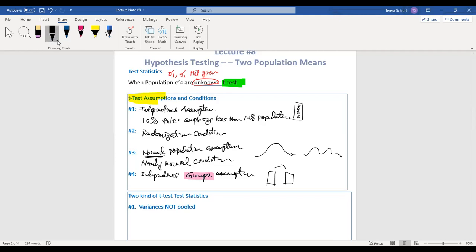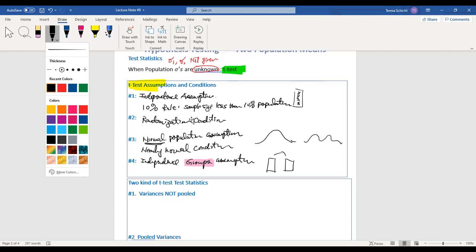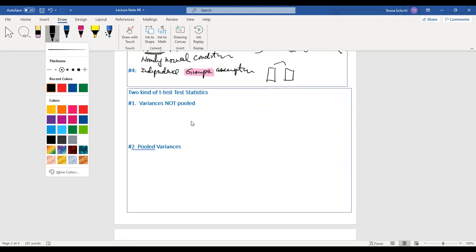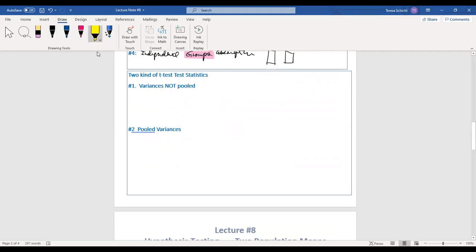Okay, so that is the t distribution and the type of assumption we have. We talked about this in our previous lectures, lecture number 7, when we did the hypothesis testing for one population mean, right? So the t-test assumptions also need to be satisfied here. Now this one is getting a little bit complicated. Even for the t-test, we have two kinds of t-test statistics. The first one is variance not pooled, and the second one is variance pooled.